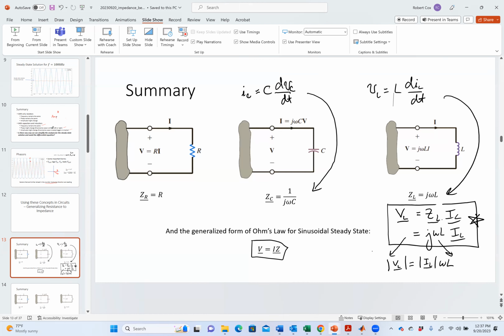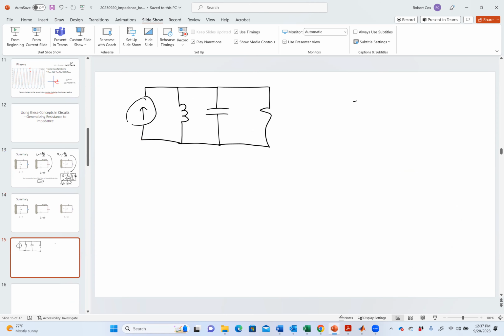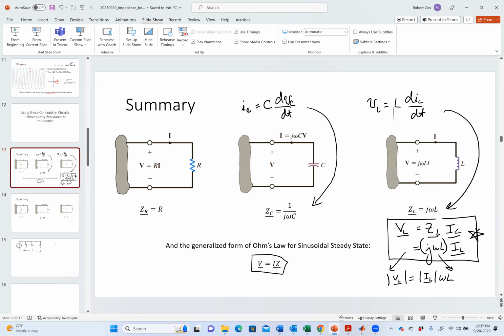If I have two complex numbers multiplying each other, I sub L and V sub L are complex numbers. J omega L is a complex number. If I have the product of complex numbers, their magnitude is the magnitude of the product. And Z sub L is a complex number whose angle, and if I have this value right here, Z sub L is J omega L, what is its magnitude and what is its angle?